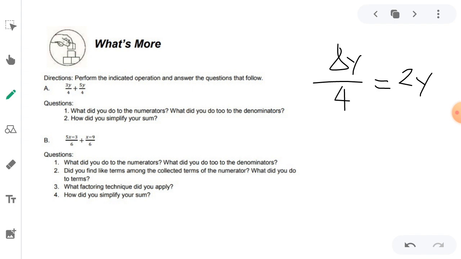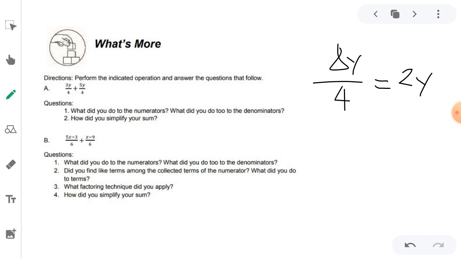Number 1, what did you do to the numerator? Anong ginawa natin sa numerator? We just add it and copy the denominator. What did you do to the denominators? Yun nga, kinopya natin. And then number 2, how did you simplify your sum? We simplify our sum by reducing it into lowest term with its GCF.